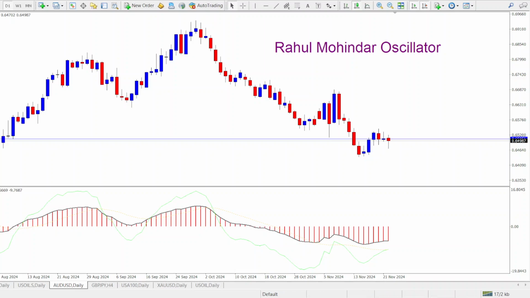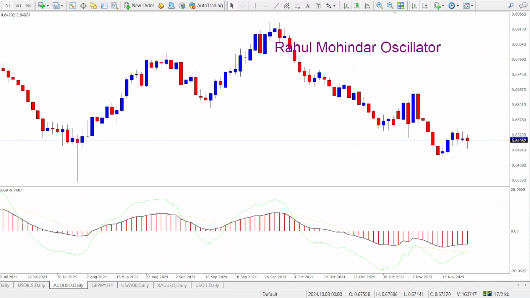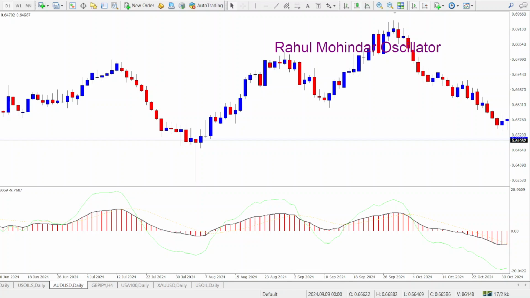Now, this is actually a trend following indicator. It is designed to identify the primary direction of the market while also helping you to pinpoint potential trend reversal zones. When making use of this indicator, I'm going to recommend using it in the direction of the trend. This indicator is also called RMO, short for Rahul Mohindar Oscillator, or RMO indicator.